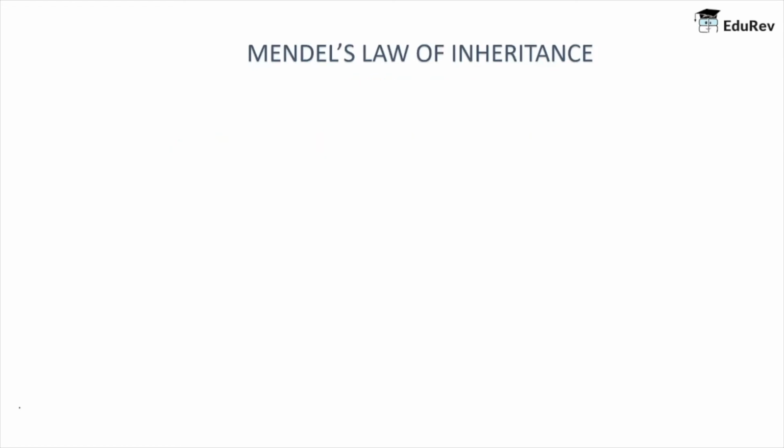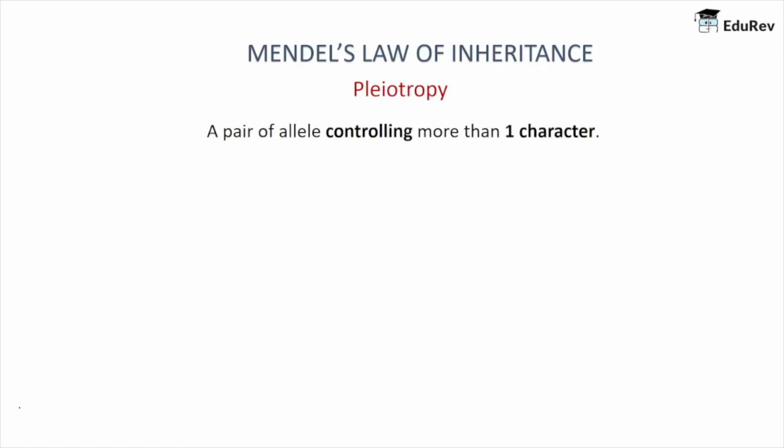So let us study one more condition, that is pleiotropy. Now what is pleiotropy? In pleiotropy, a pair of alleles controls more than one character. In the earlier topic, we have seen that 3 types of alleles are controlling only one character. But in this case, a pair of alleles is controlling more than one character. So this condition is called pleiotropy.